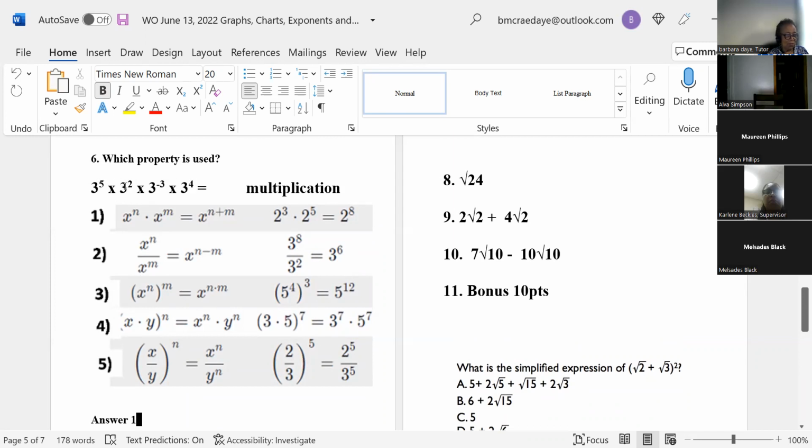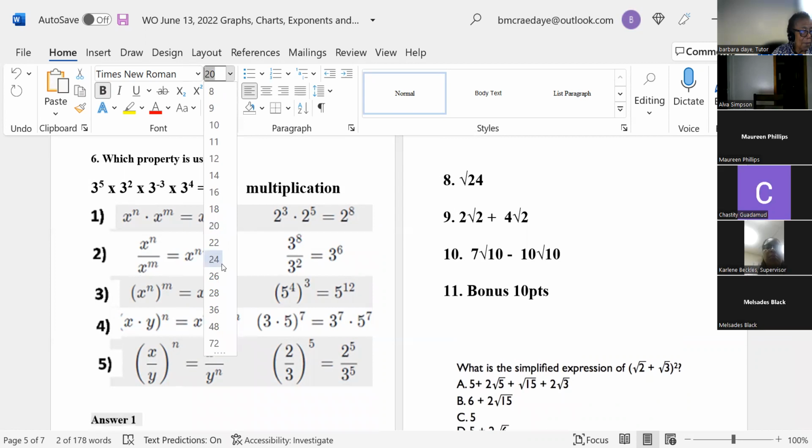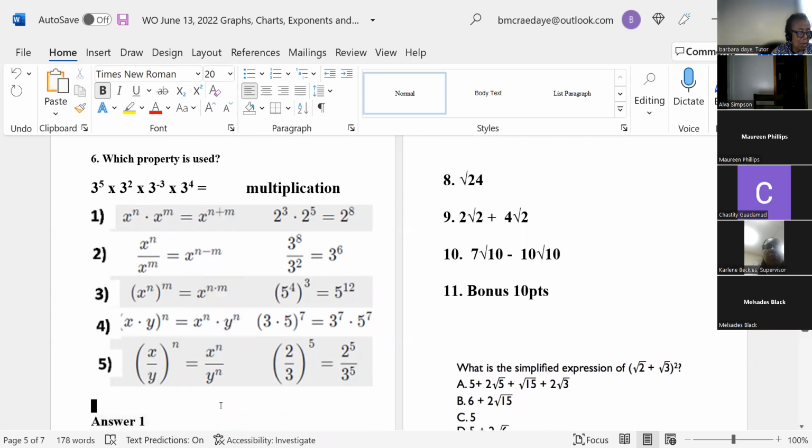If you solve this, you would add 5, 2, minus 3, and 4. That was the answer? No, I asked you which property is used, 1, 2, 3, 4, 5. The property used is 1. Got it? Thank you. That's why I went over it first, to make sure you understand the properties.